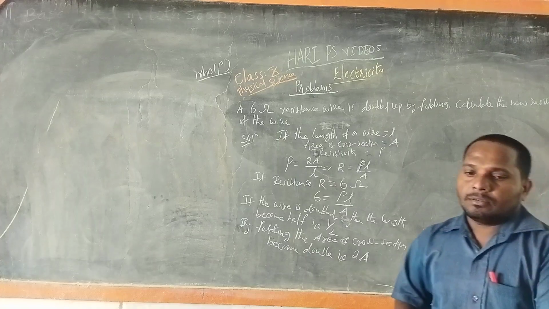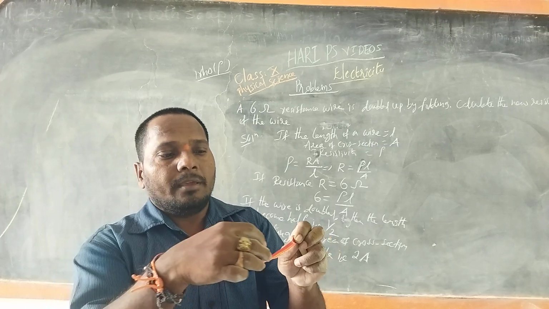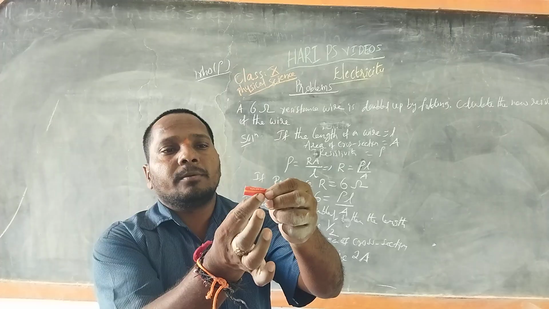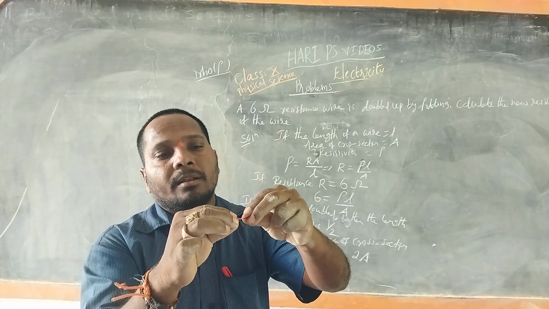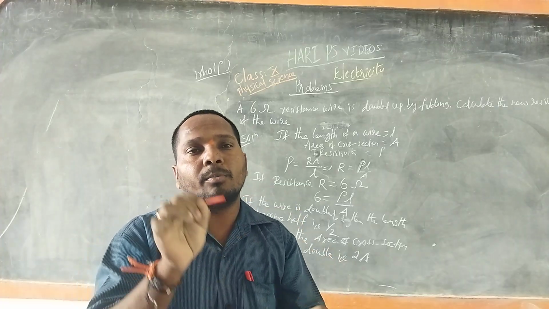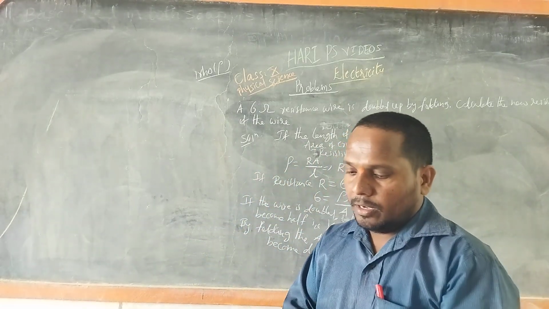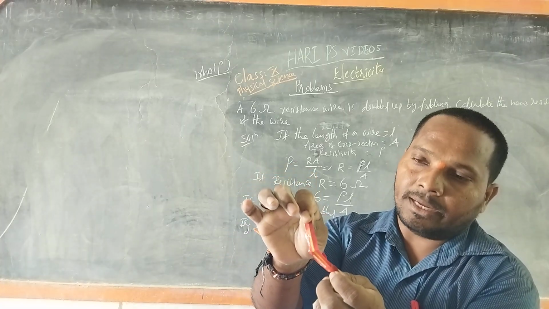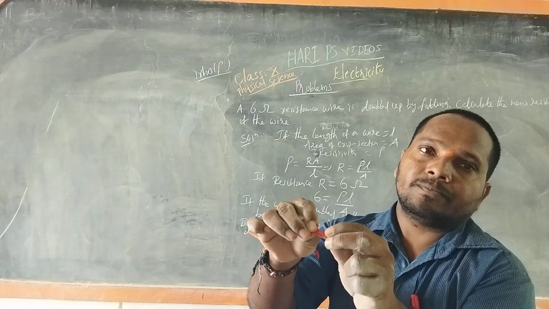Right. So just imagine that this is a length. If it is folded, the length becomes half. Then what about the area of cross section? It becomes double. And then what about the resistance? So, a wire of 6 ohms resistance is doubled by folding it.